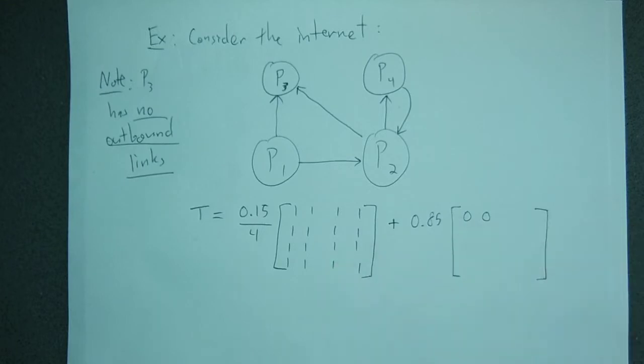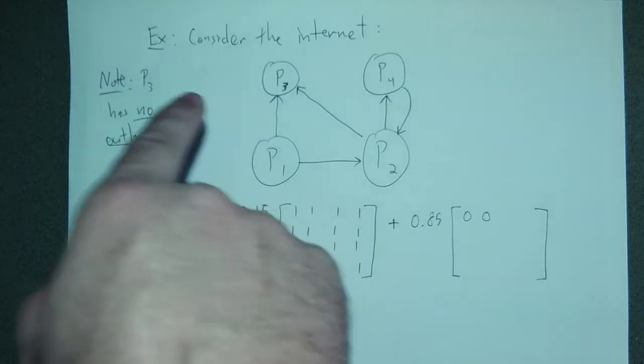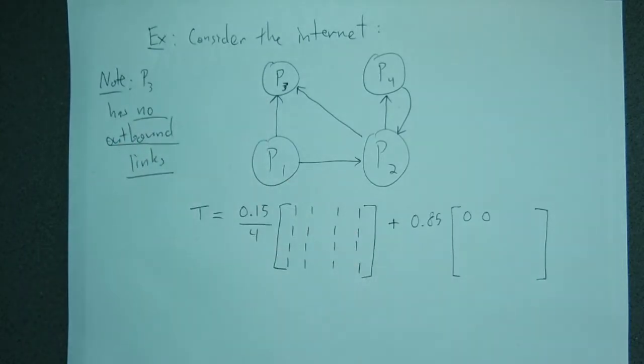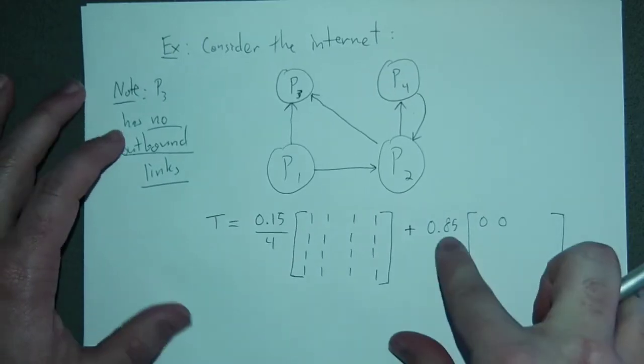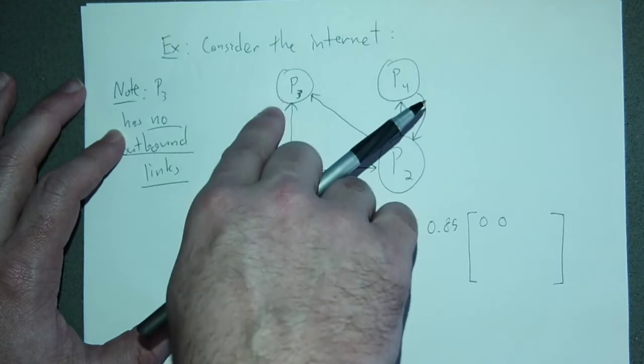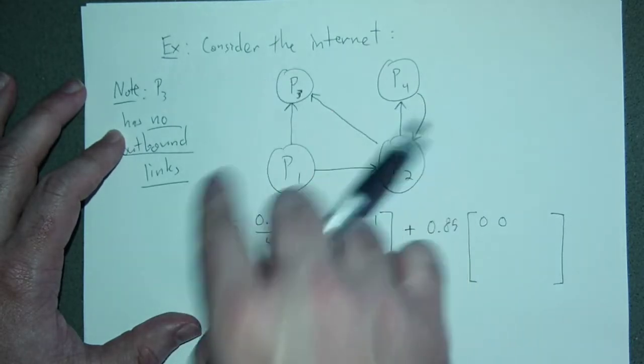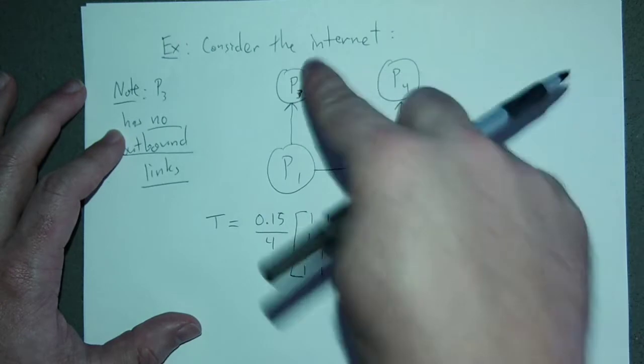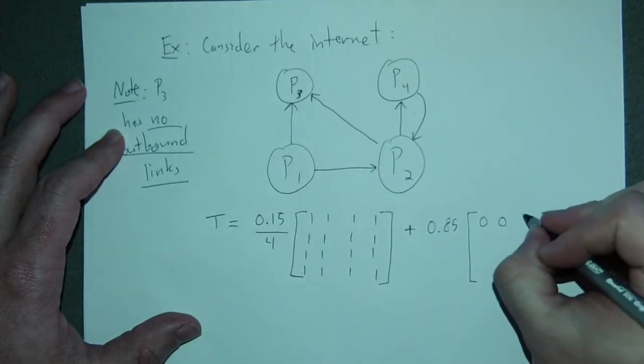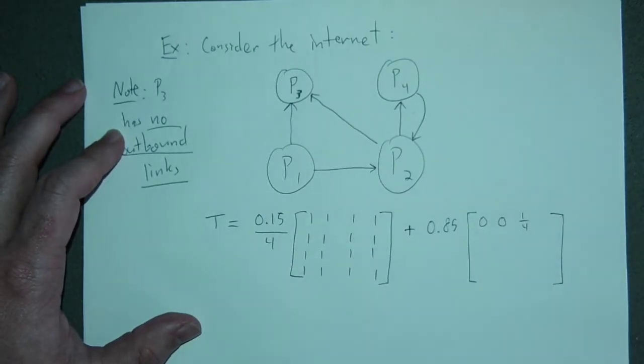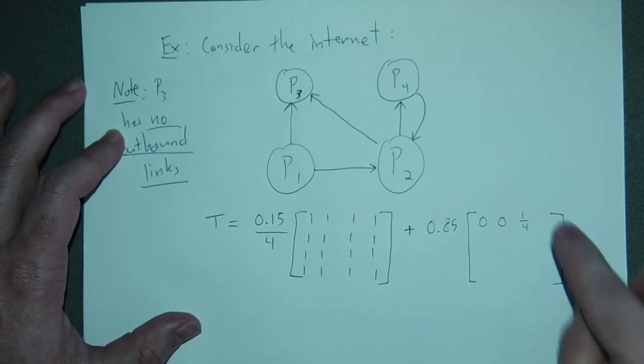But for pages that have outbound links, 85% of the time they're going to use one of those outbound links. They're not going to choose randomly. But for a page with no outbound links, even in that 85% of the time, they are going to choose randomly. And so, yes, page 1 technically is linked to here by page 3. It's linked to in this 85% case when it gets randomly chosen, and it gets randomly chosen from 4 total pages. So the entry here is 1/4. Okay, so that's where this 1/4 comes from.